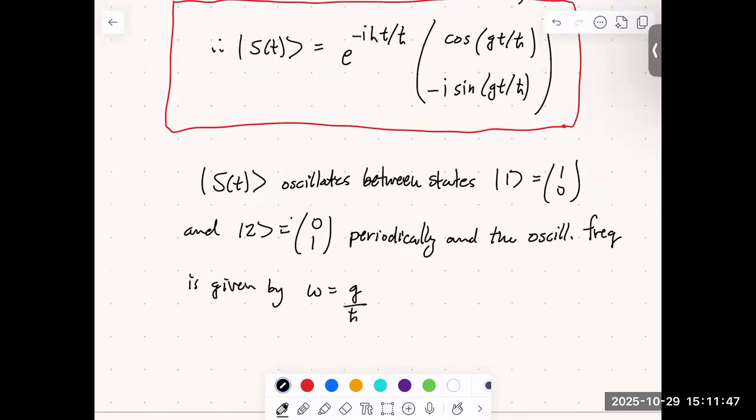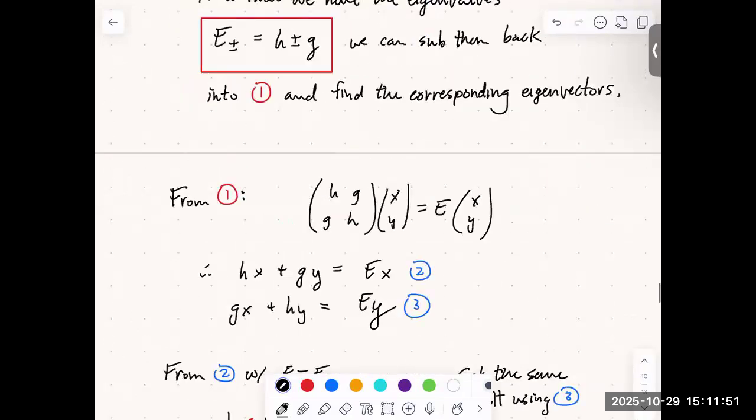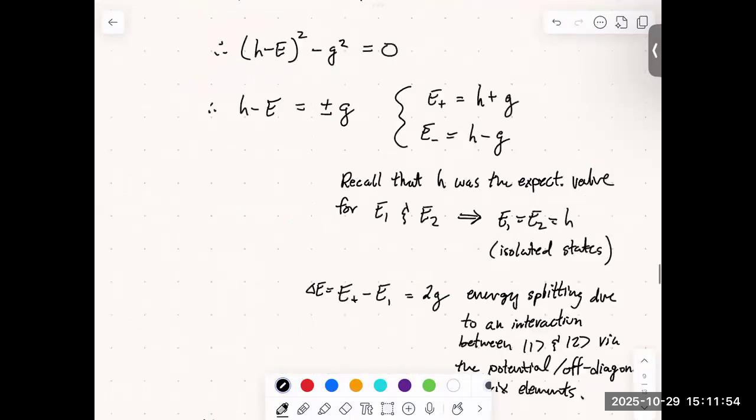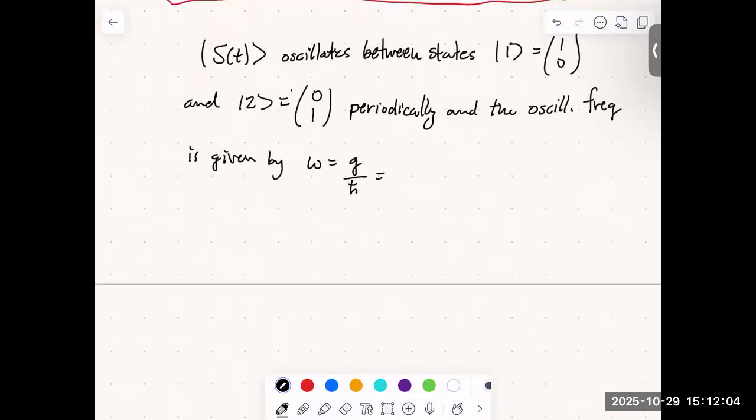But remember, we said G, where was it? G. There it is. G is just the energy splitting, or it's 2 times the energy. So it's delta E over 2, which is equal to delta E over 2 H bar.